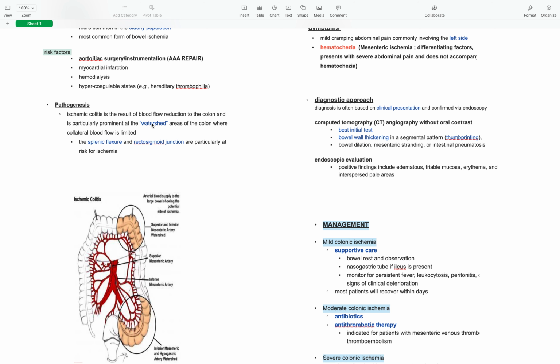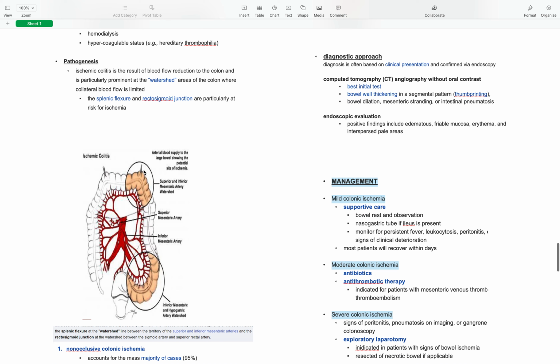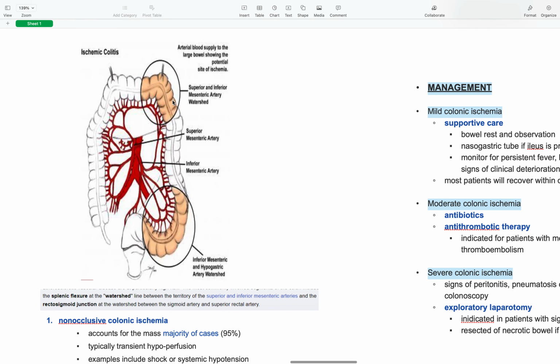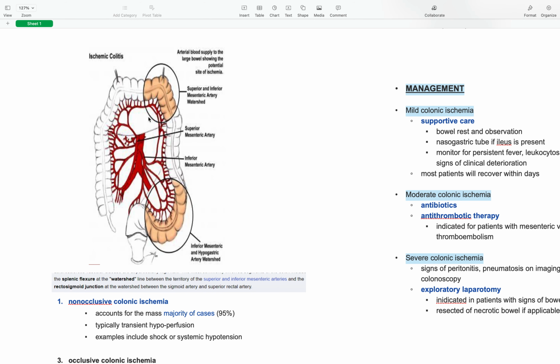Now, what are these watershed areas? There are two main ones. One is the splenic flexure, another one is the rectosigmoid junction. The blood supply at the splenic flexure is from the artery, Drummond's artery, and that's essentially very weak towards the flexure. The blood supply is weak towards the splenic flexure, and that can result in ischemia.